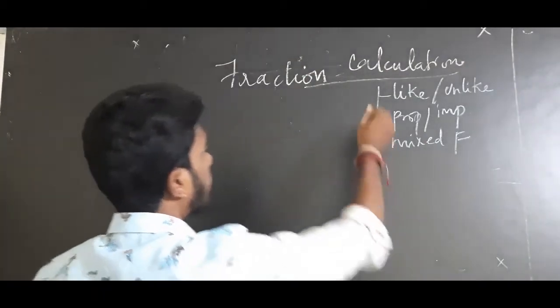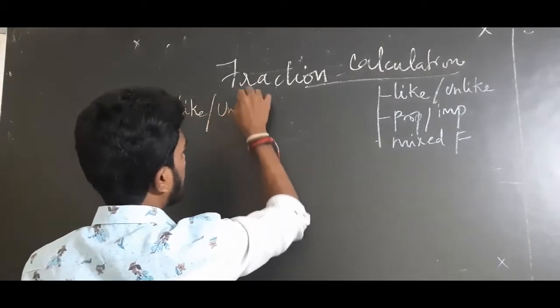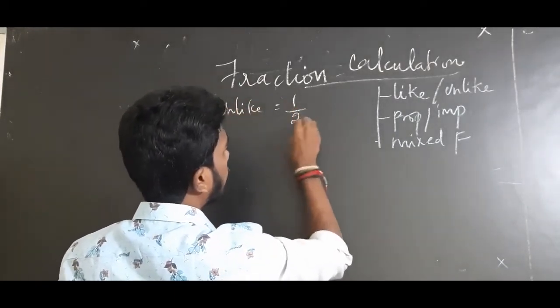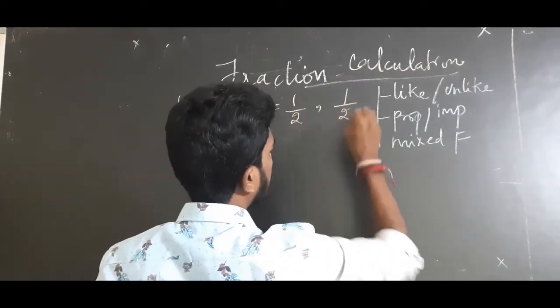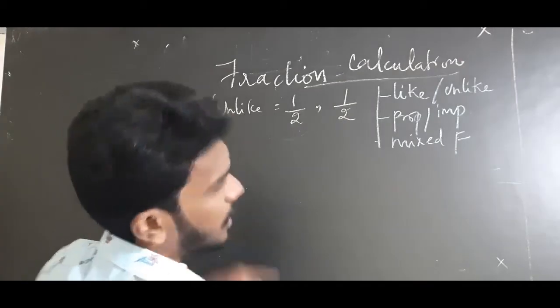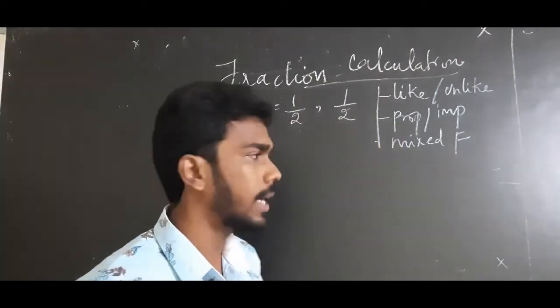Okay, what is meant by a like fraction? A like fraction or an unlike fraction is something where the denominators of the two fractions are the same. If the denominators of the two fractions are the same, we call it a like fraction. If the denominators of the two fractions are not the same, we call it an unlike fraction.